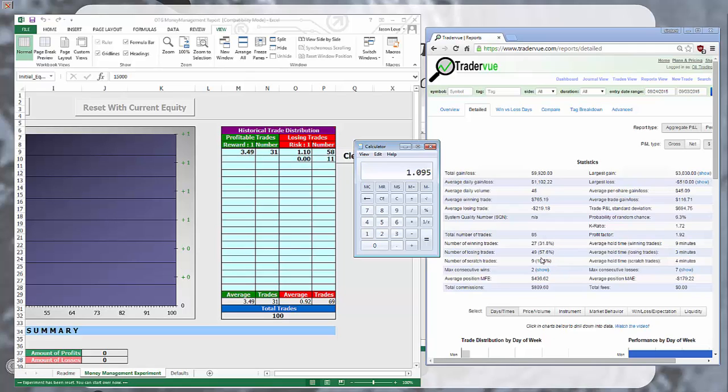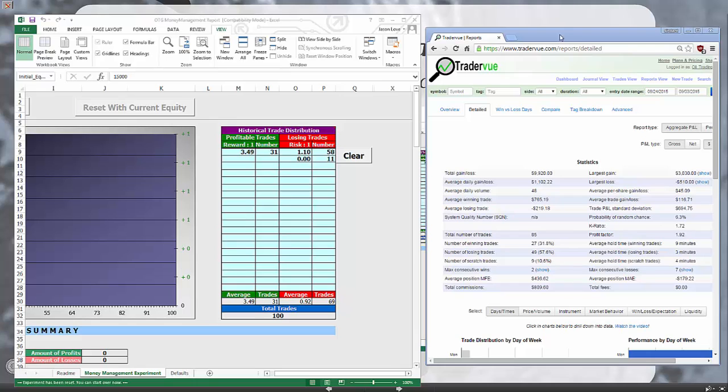Now, if you look here, I lost 57.6% of my trades, 58%. Okay, you're like, holy crap, this guy's a quack. He lost 58% of his trades. Well, hang on, let me finish. And you look here, 10.6% broke even. Okay.